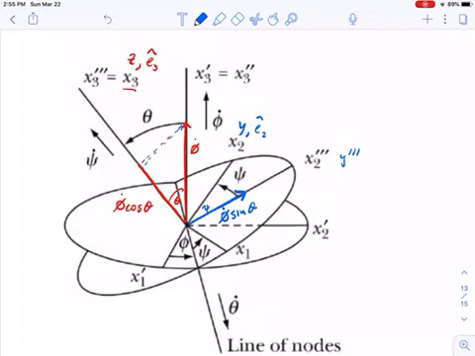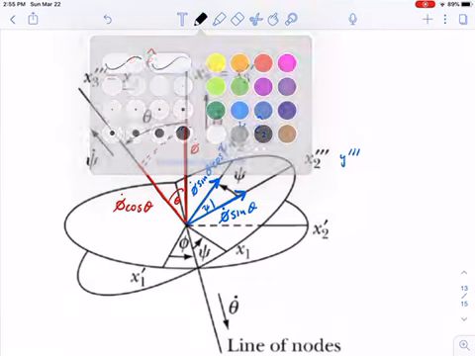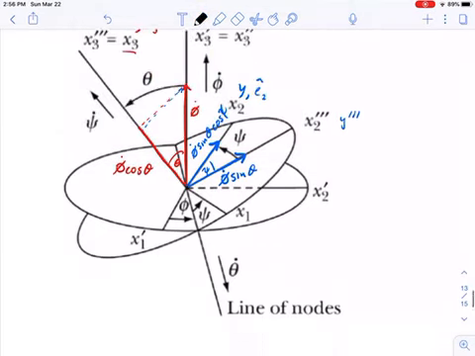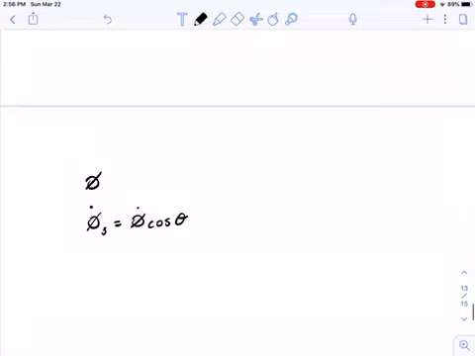And so if this is angle psi here, then this is the side that is adjacent to that angle. And so what we have is phi dot sine theta, and then it's cos psi. Okay, and that's the y component. So the y component along the second principal axis should be sine theta cos psi.